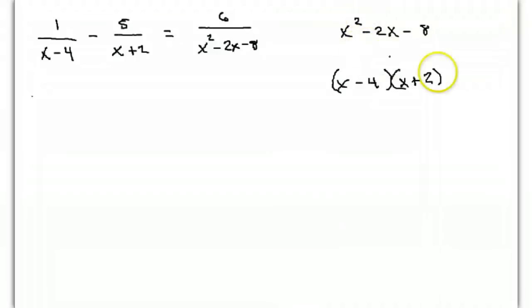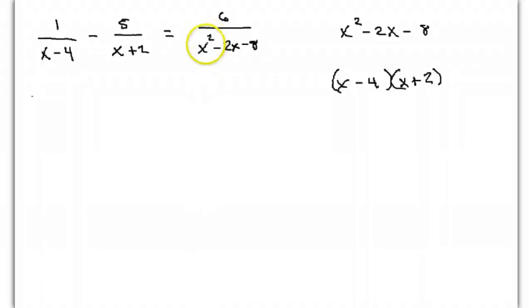So negative 4 times 2 is a negative 8. And negative 4 plus 2 is a negative 2. So it fits. So that's going to be the common denominator. This is the common denominator right here. Okay, explain one more time how you got that.